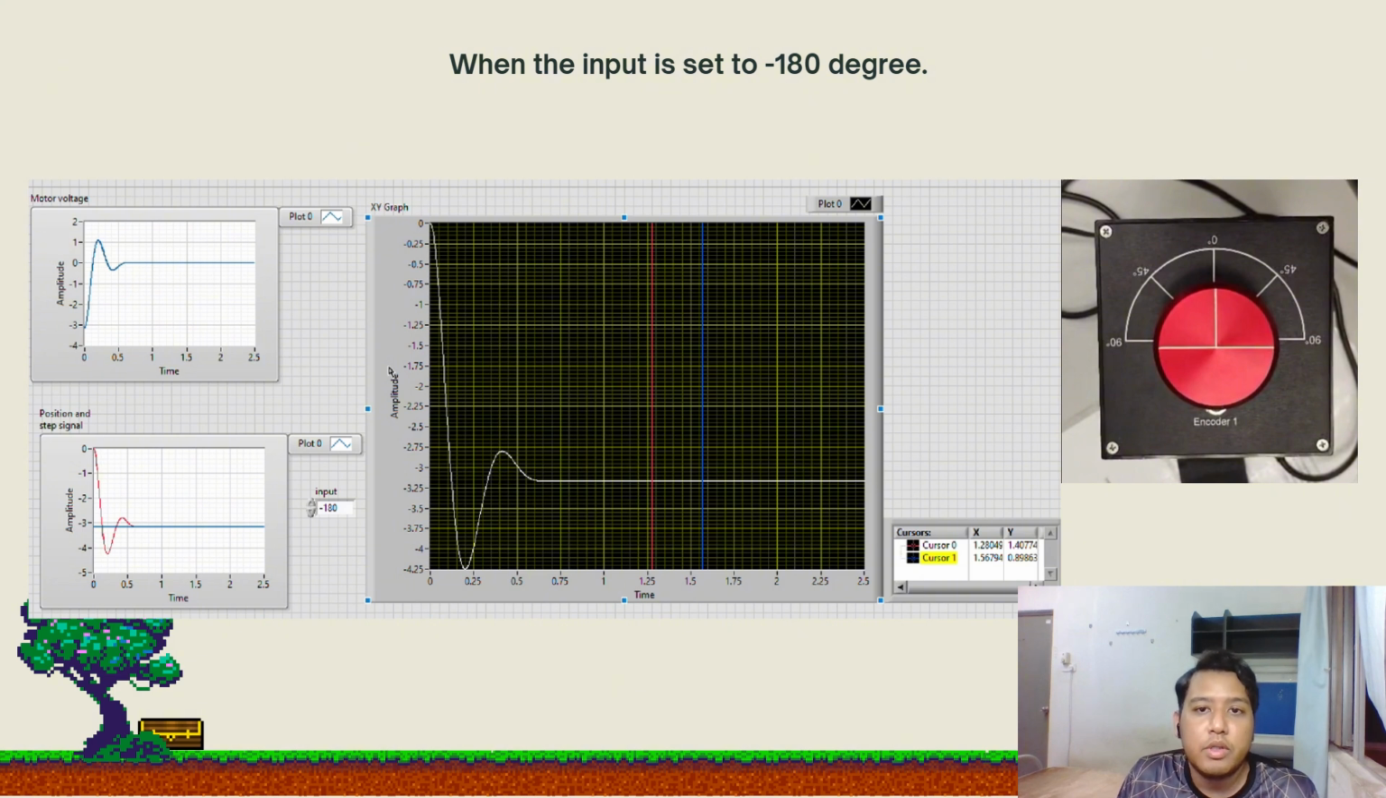During this movement, we can also observe a small percent overshoot, or PO, in the graph. This means the output slightly went past negative 180 degrees before stabilizing back to the exact target. Once the disc reaches the negative 180 point, the graph becomes stable again, showing that the system has accurately reached the new position.